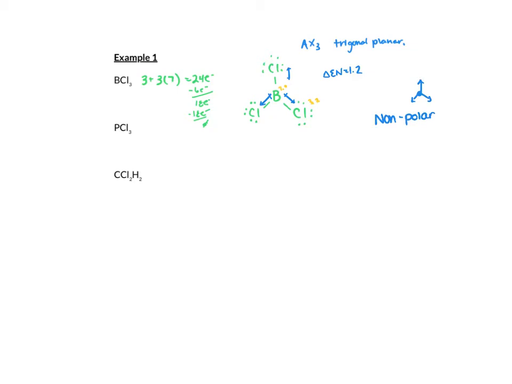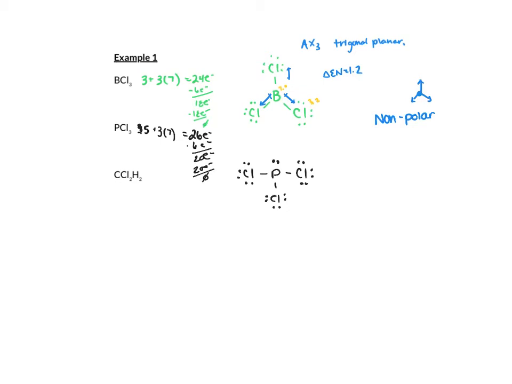All right, let's take a look at the next one. PCl3. Phosphorus has 5 valence electrons, and each chlorine still has 7. So this time we have 26 electrons. Phosphorus is our central atom, and I'm going to connect all of my chlorines. That used 6 electrons, so I have 20 left. 1, 2, 3, 4, 5, 6, 7, 8, 9, 10, 11, 12, 13, 14, 15, 16, 17, 18, 19, 20. I put the last 2 on that central atom.